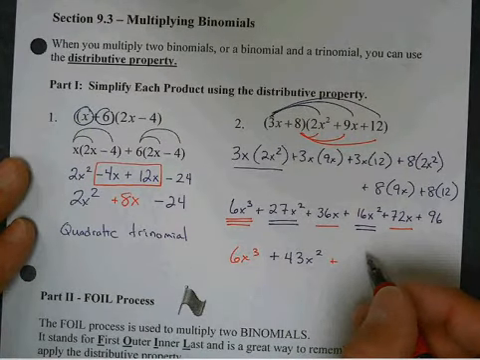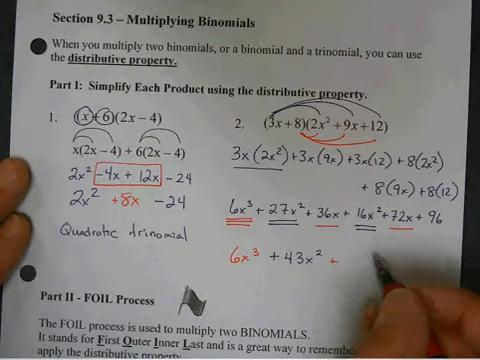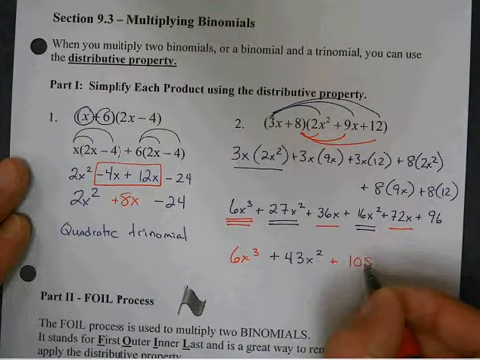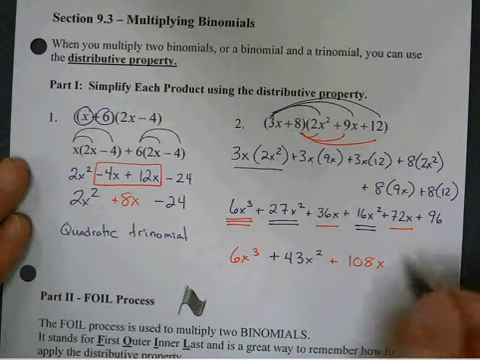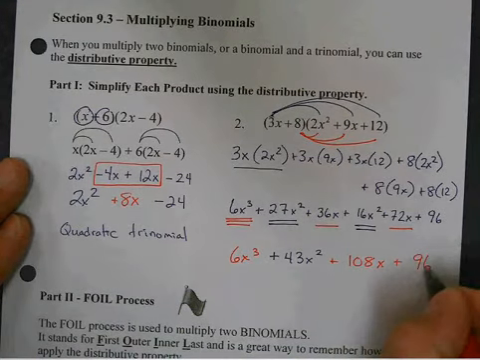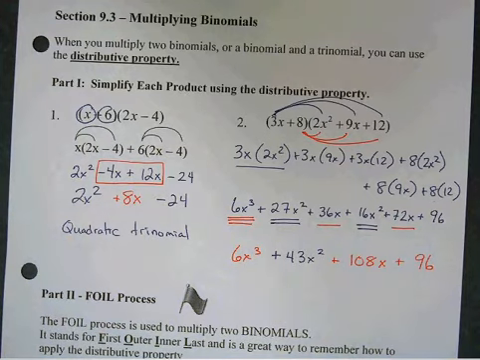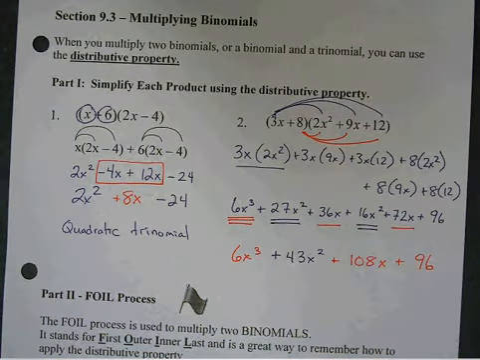Really close. 108, yeah, 108 and an x. And then the 96. There we go. All right, what kind of polynomial is this? Highest degree is a 3. If we look at our sideline, it's a cubic polynomial. No special name. Cubic polynomial.